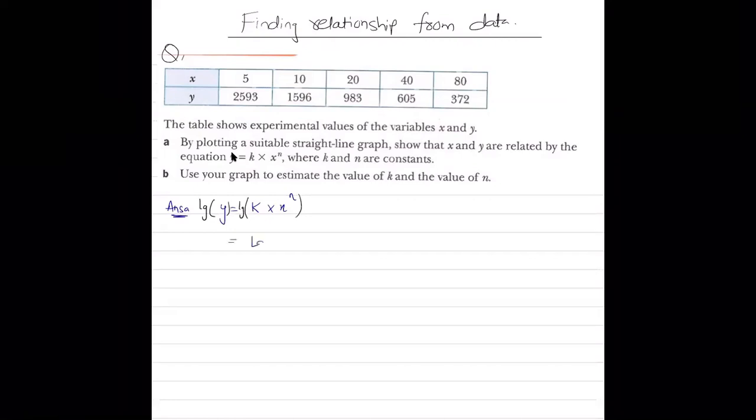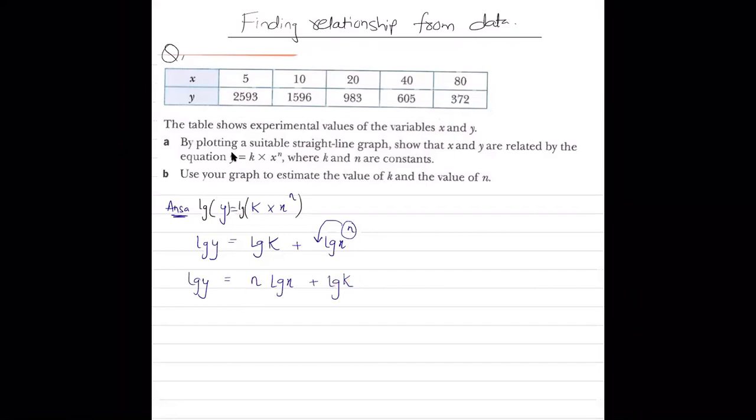So on the right, would you agree that this is going to be lgk plus lgx to the power of n? And this power of n is going to come down, and this can be written as n lgx plus lgk equals lgy. Now you can call this a gradient and this a y-intercept. This does not involve any x and y.